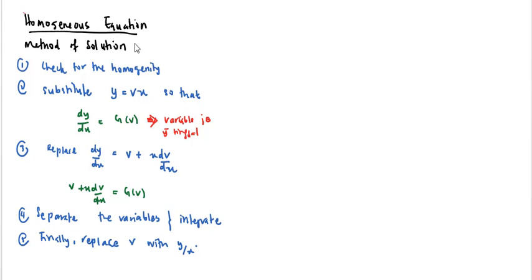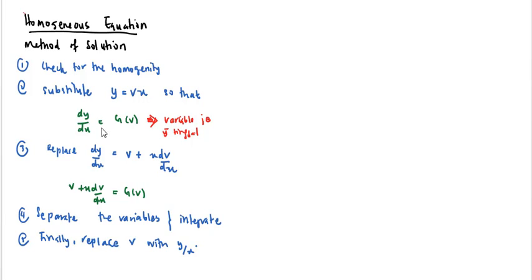So I want to solve the homogeneous equation. Okay, so these are all the steps to solve the homogeneous equation. First, you check for the homogeneity. Maksudnya, kamu check whether the equation is homogeneous or not. Okay, if the equation is homogeneous, then you substitute y equal to vx, so that your equation becomes like this.